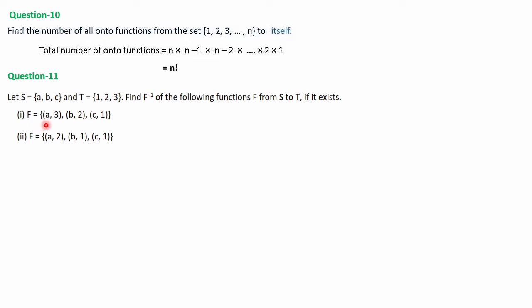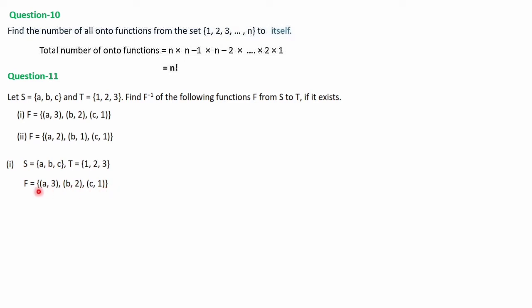F is equal to the set {(A,3), (B,2), (C,1)} and the second one, f is equal to the set {(A,2), (B,1), (C,1)}. Here we are asked to find f inverse. So let's calculate the given functions. S is equal to {A, B, C} and T is equal to {1, 2, 3}, and f is given to us as (A,3), (B,2), (C,1).